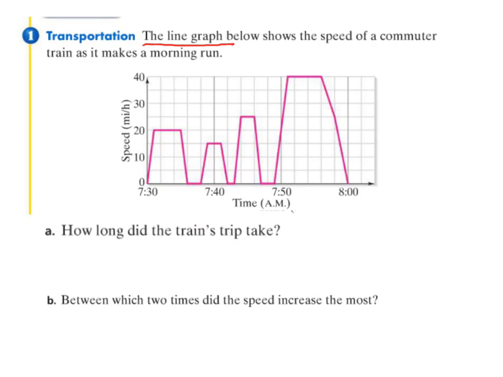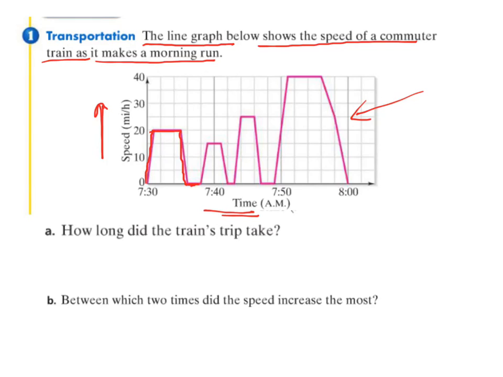The line graph below shows the speed of a commuter train as it makes a morning run. So let's look at the graph. The time is plotted on the x-axis and speed in miles per hour is plotted on the y-axis. And this is the journey of the train, starting from 7:30 up to 8 o'clock. And this is the increase in the speed of the train. This is the speed being constant, and this happens to be the speed coming down, slowing down.